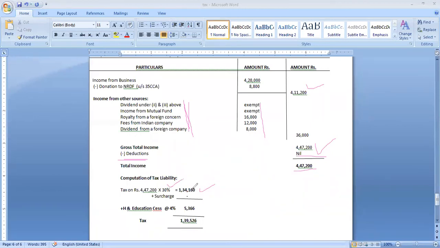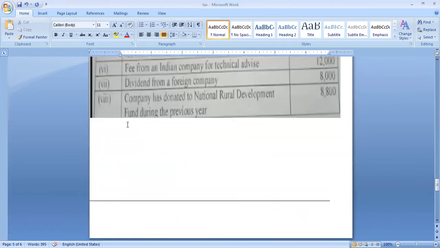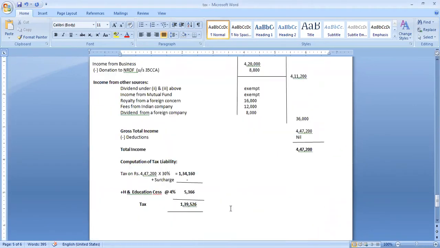As I mentioned, surcharge is applicable to a domestic company, an Indian company, if its net income is more than 10 crore rupees. At a flat rate of 12%, surcharge is calculated. But here, the net income is very less, so surcharge is not there. But on this amount, you calculate 4% health and education cess. So this is your total income. Once check the problem. So this is the problem, and this is the tax liability.